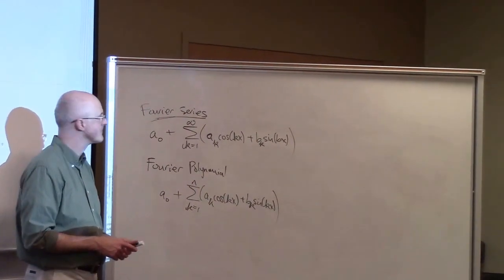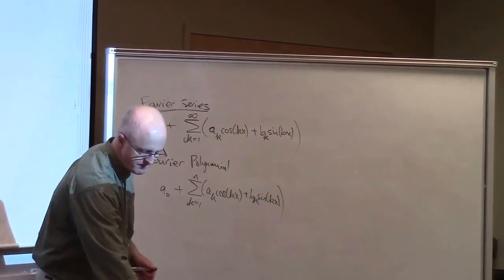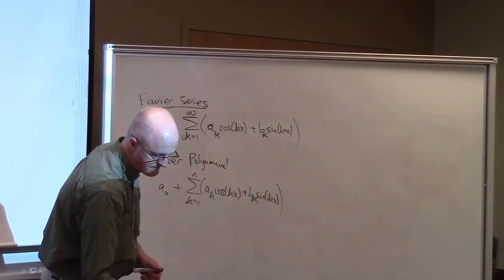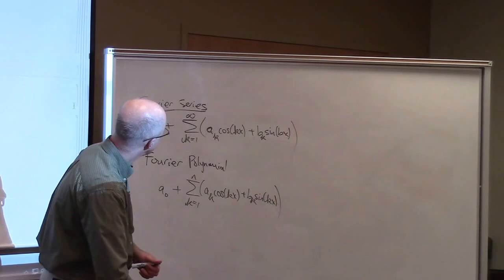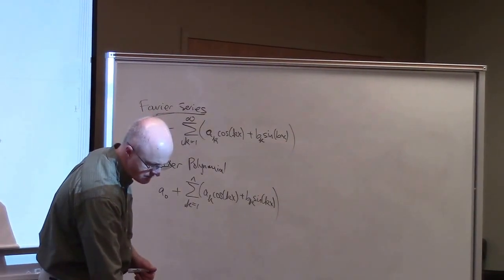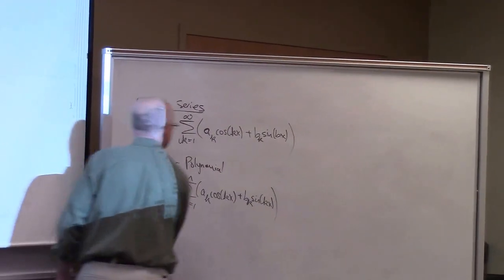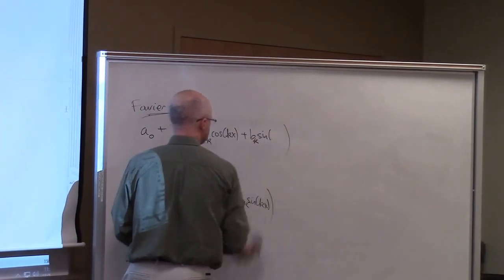In the Fourier series, is it supposed to be plus sine of kx, like on the board, instead of bx? Yeah, kx, thank you. Sorry about that. Mistakes here. This is supposed to be a kx.